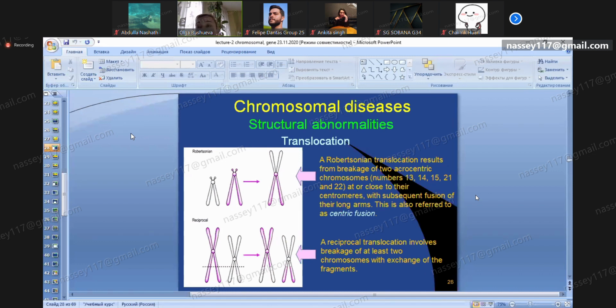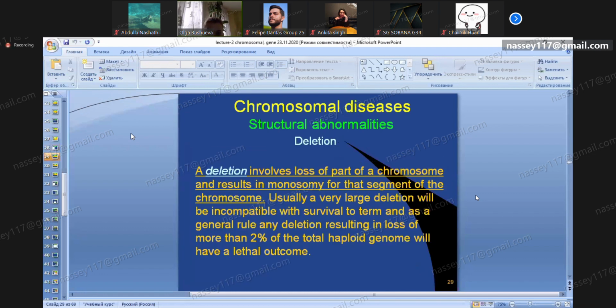Second type of translocation is reciprocal translocation. Reciprocal translocation, pay attention, involves the breakage of at least two chromosomes, with exchange of the fragments and without centromeres. So with exchange of the fragments without presence of centromeres. So on the slide, also on this picture, you can see Robertsonian and reciprocal translocation.